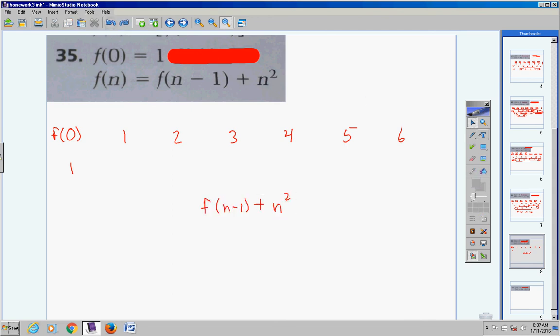And here we go. Let's substitute 1 in for n. So 1 minus 1 is 0. F of 0 is 1. You're putting 1 in for n. 1 squared is 1, so 1 plus 1 is 2. Moving on to the next value, f of 2.